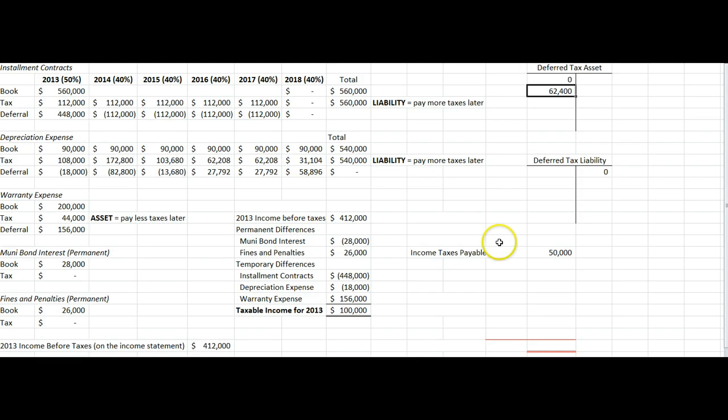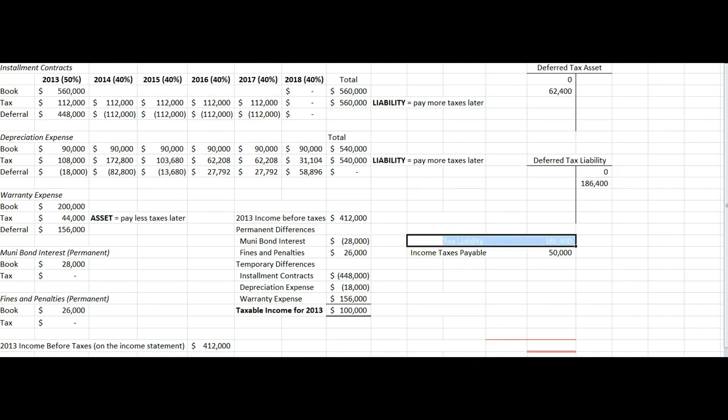What about our tax liability? Well, that one has to keep track of these two items here. So we're going to take 40% of $448,000 and 40% of $18,000 to tell us that we want our deferred tax liability to have a credit balance of $186,400. Since it had a balance of zero, to make it $186,400, we're going to have to credit it for $186,400.